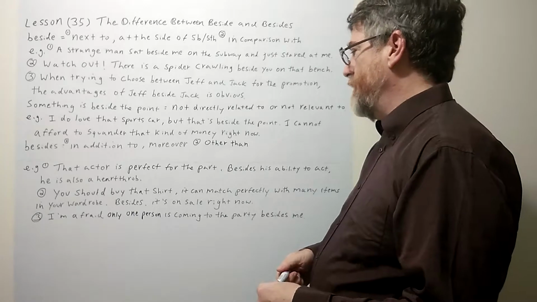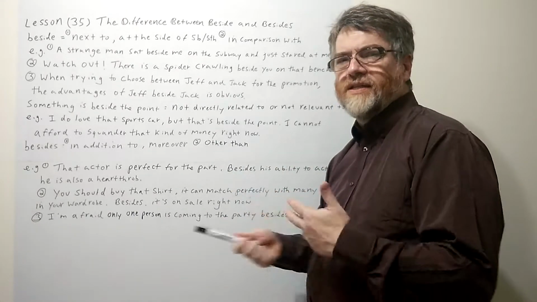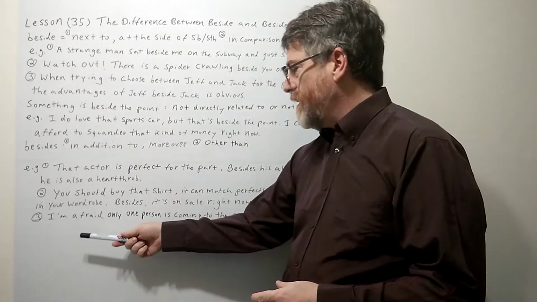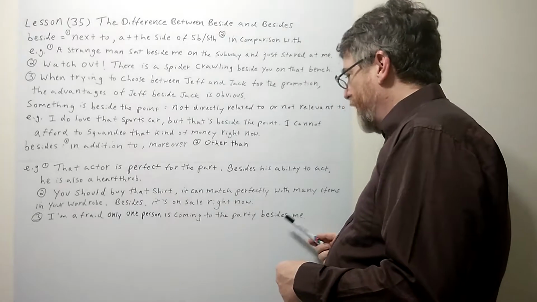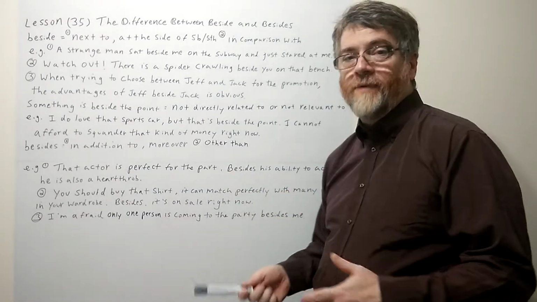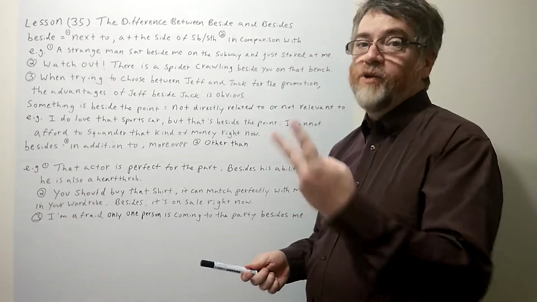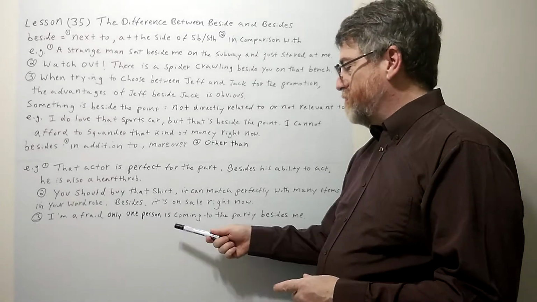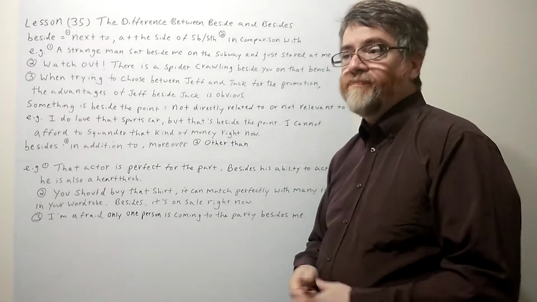Okay, let's look at the third one, when it means other than, in the sense of except for. I'm afraid only one person is coming to the party besides me. Well, other than me. So maybe not many people, two people, me and one other person. So I'm afraid only one other person is coming besides me, other than me.